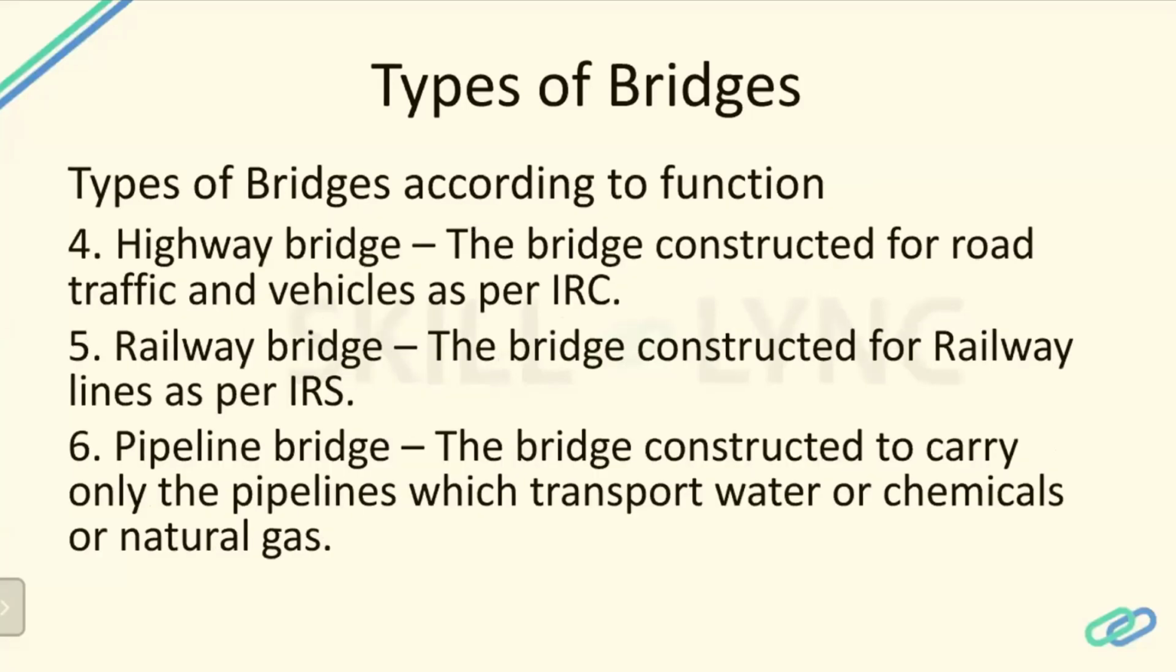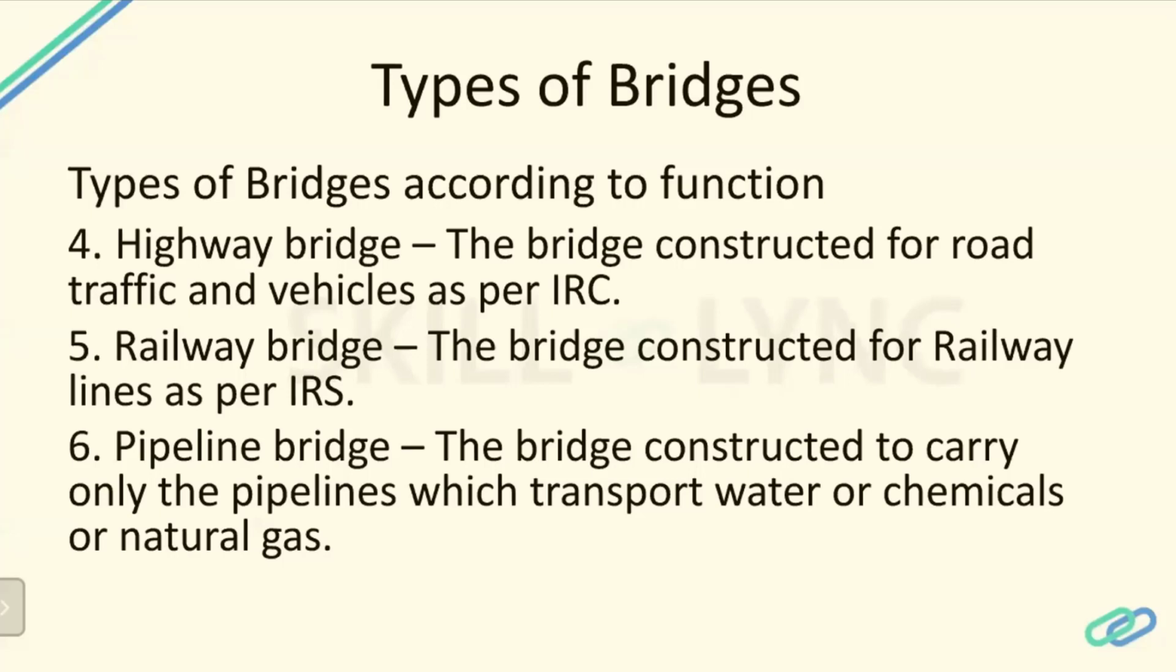And the next one is the highway bridge. The bridge constructed for road traffic and vehicles is called a highway bridge. Whenever you construct a bridge and there is a road above it, that is called a highway bridge. And when you construct a bridge and a railway line goes over it, it is called a railway bridge.